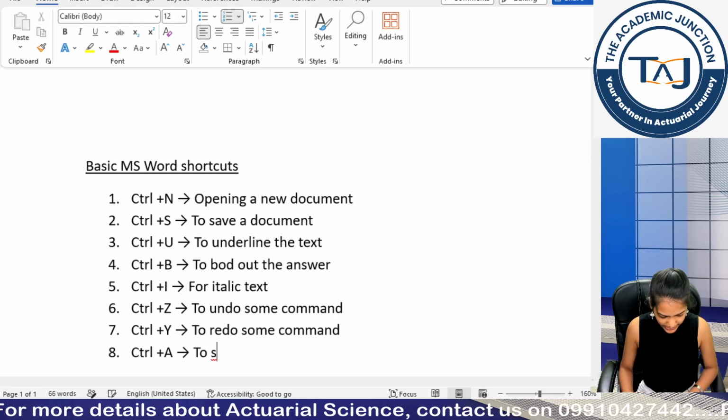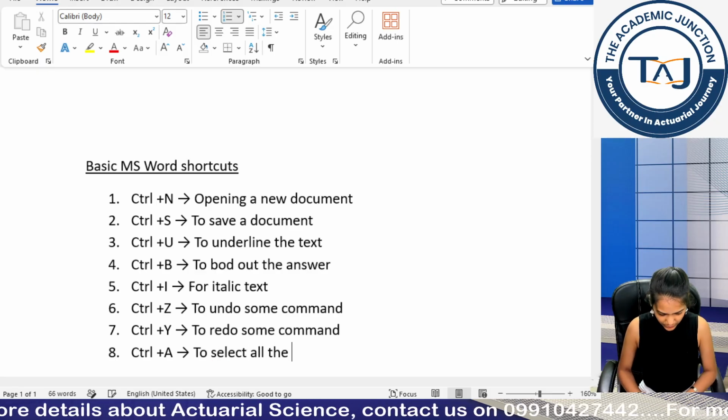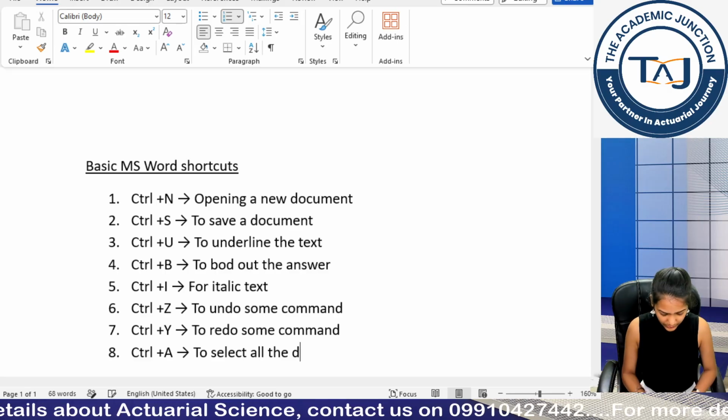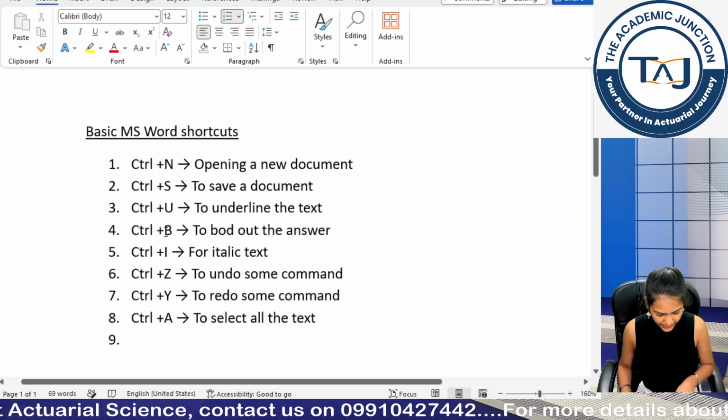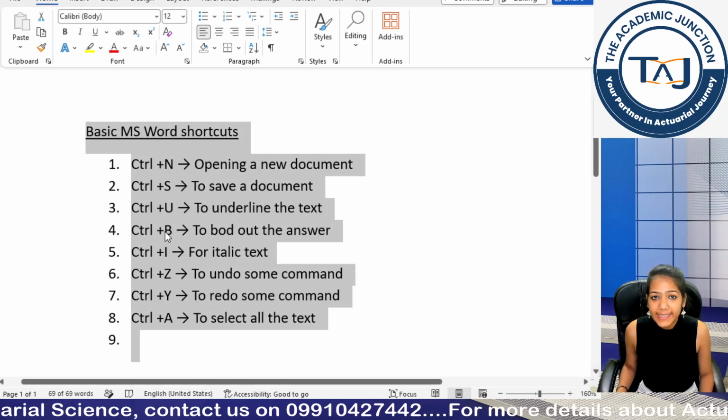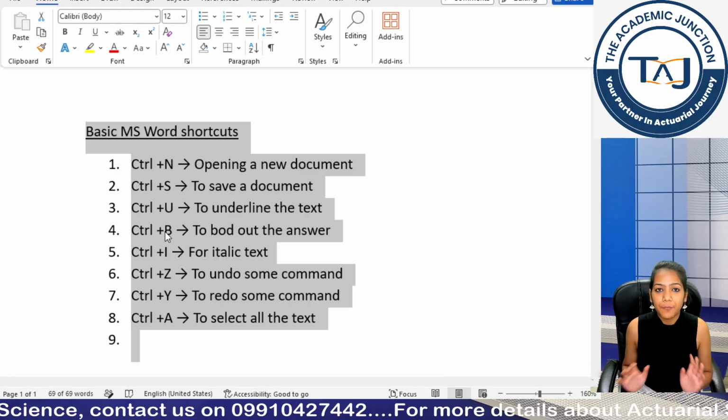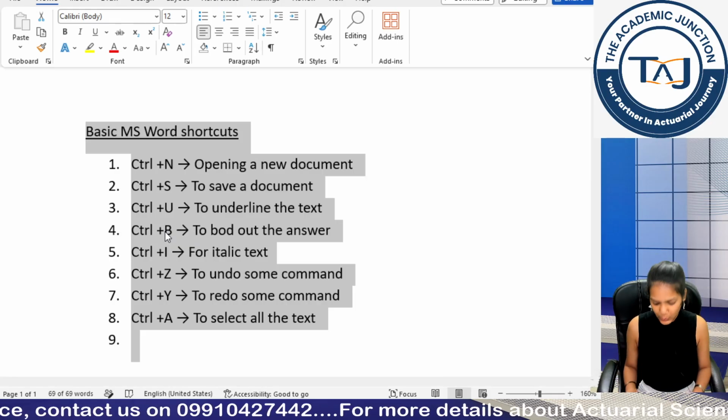to select all the text. For example, if I press Control A, the whole text is selected in one go.